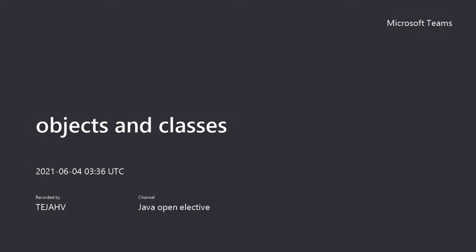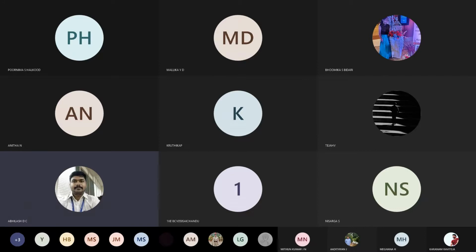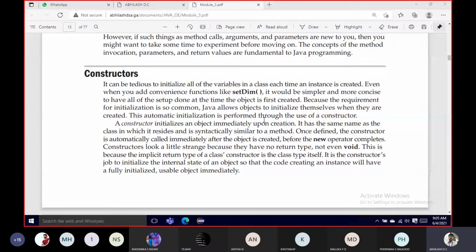Object is also like a form which has many fields inside it. Sorry, a class is like a form where it has many fields. Objects are like a person.